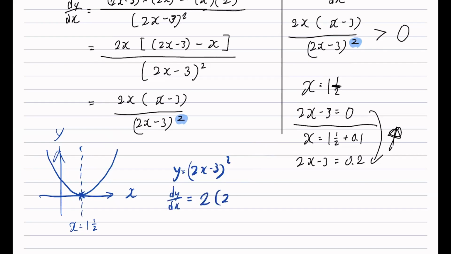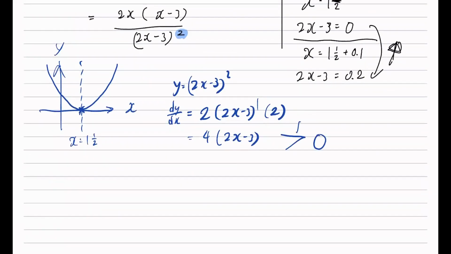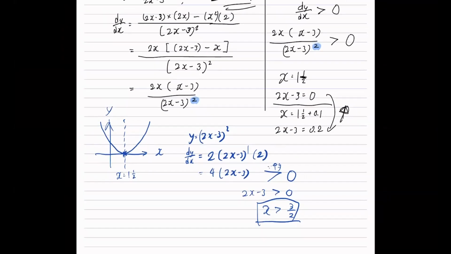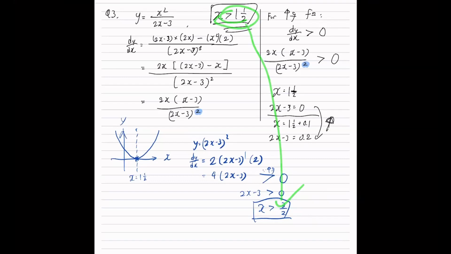Same procedure, right? Bring down the old power, minus 1 to get the new. Chain rule, differentiate 2x minus 3, you get a 2. 2 times 2 is a 4, then 4 times 2x minus 3. You want increasing function. Lazy notation, more than 0, because increasing more than 0. So now we try to solve for x. We get 2x minus 3 more than 0, x more than 3 over 2. Isn't that the same as what the question stated? x more than 1/2. So now confirm.